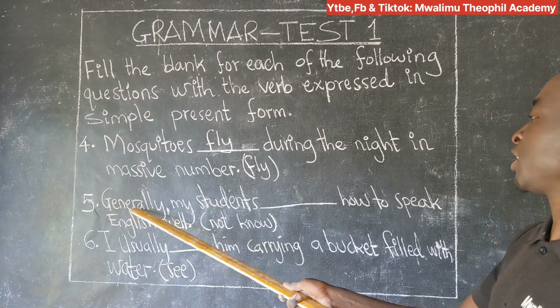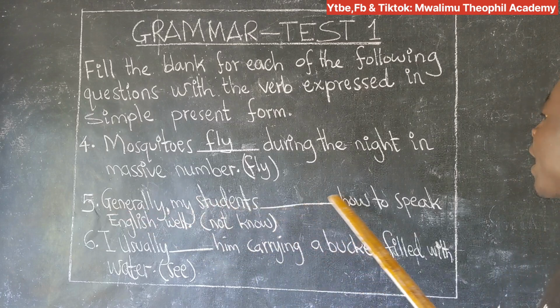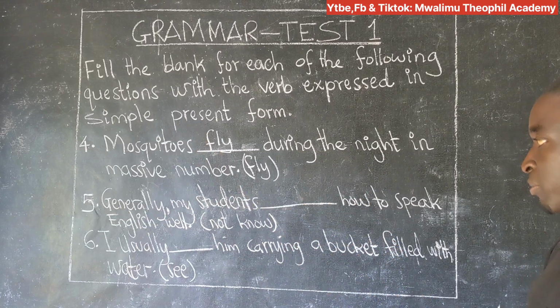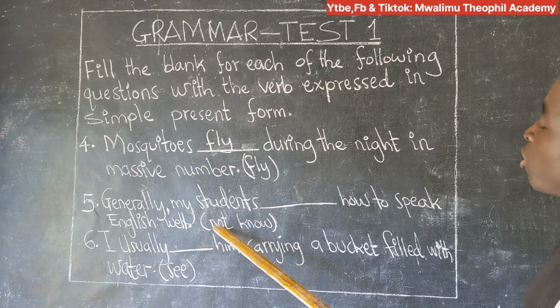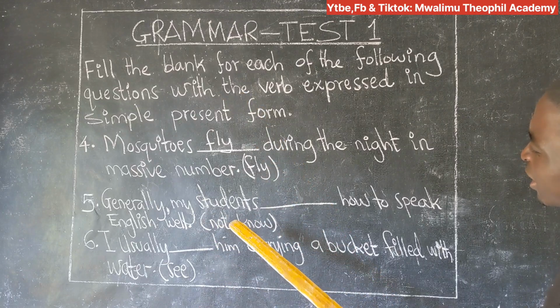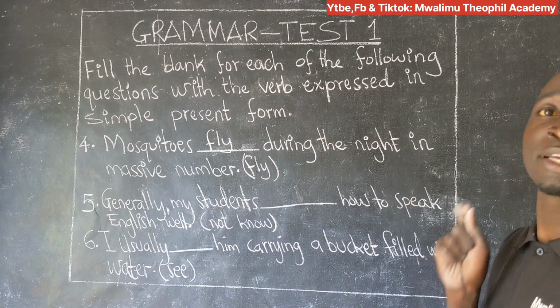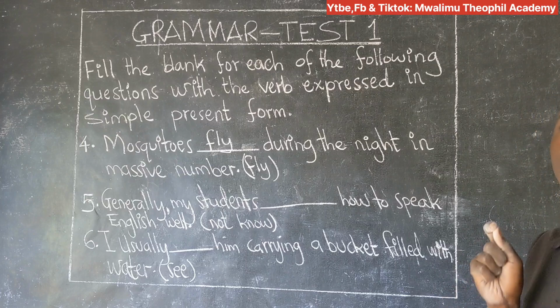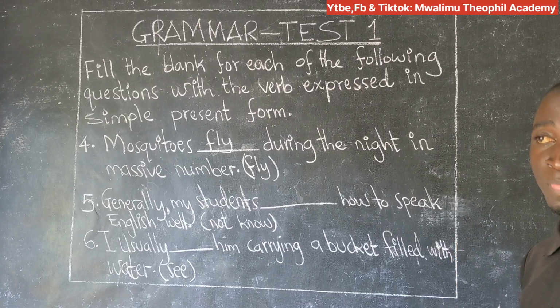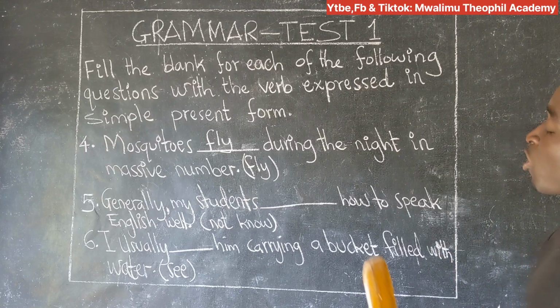It states that generally my students dash how to speak English well. And the verb we are given is not know. So it means that as we are given not know, this sentence is a negative sentence. You have to know that for a negative sentence, which is expressed in simple present tense, before the main verb, you should start with does not or do not.